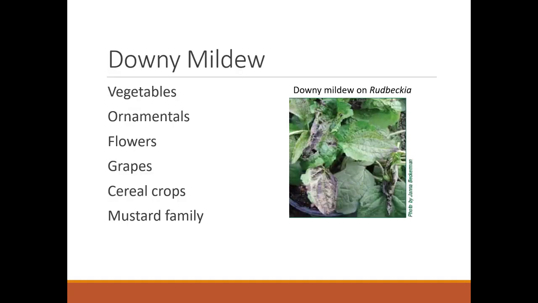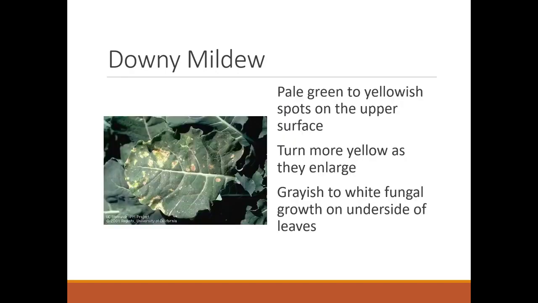Okay, downy mildew gets a number of things, but vegetables, ornamentals, flowers, grapes, cereal crops, and mustard family. Here we have it on Rudbeckia. So you get pale green to yellowish spots on the upper surface, and then they turn more yellow as they get larger, and then you have this grayish white fungal growth on the underside of the leaves.